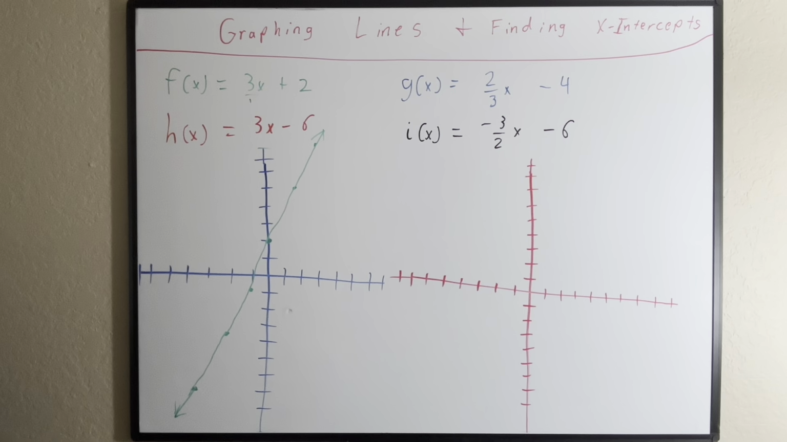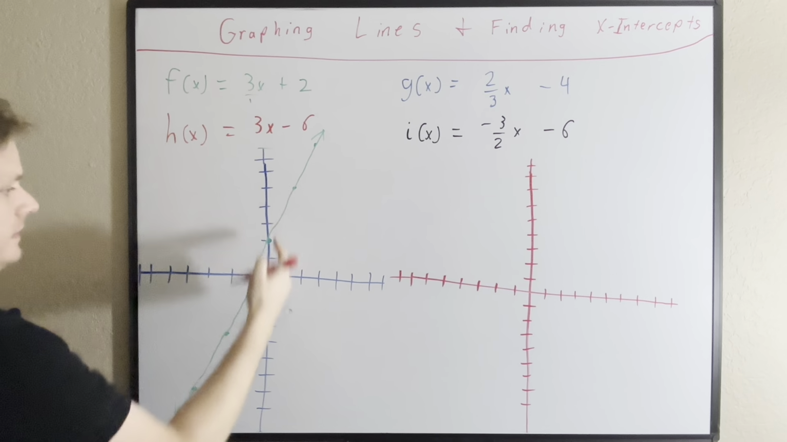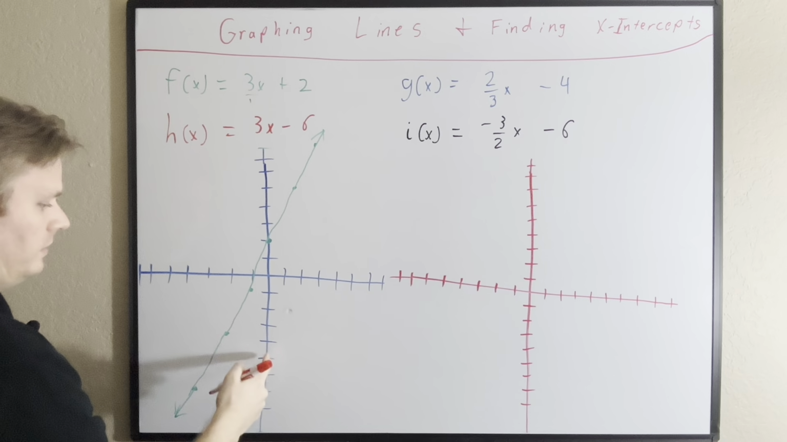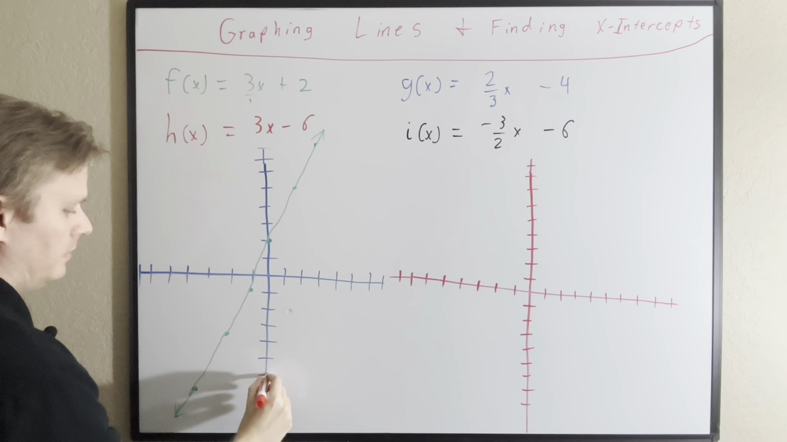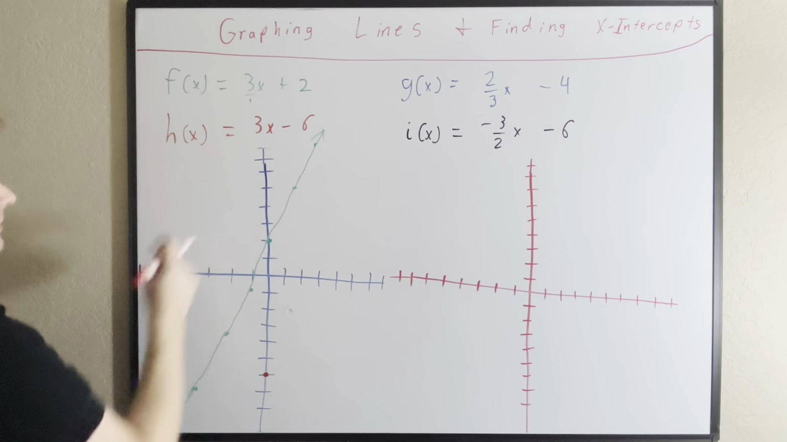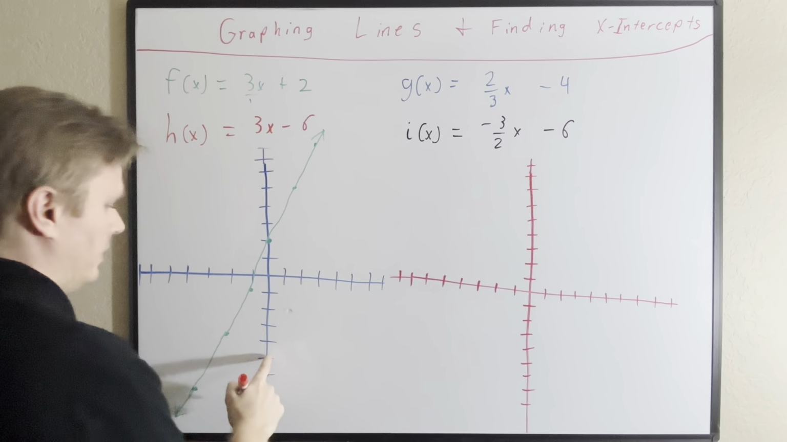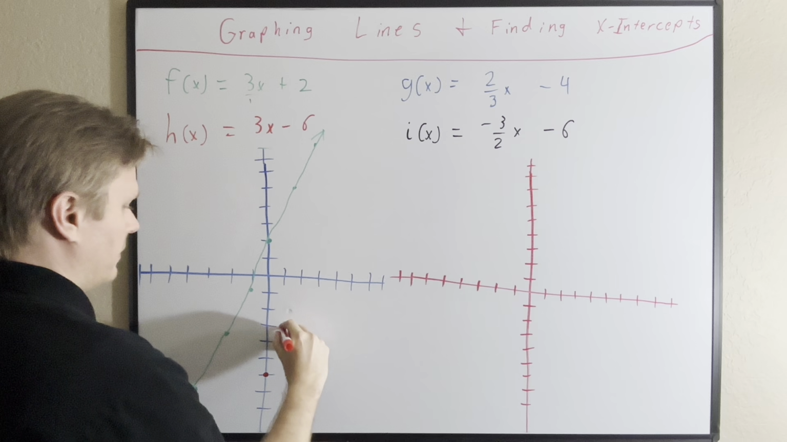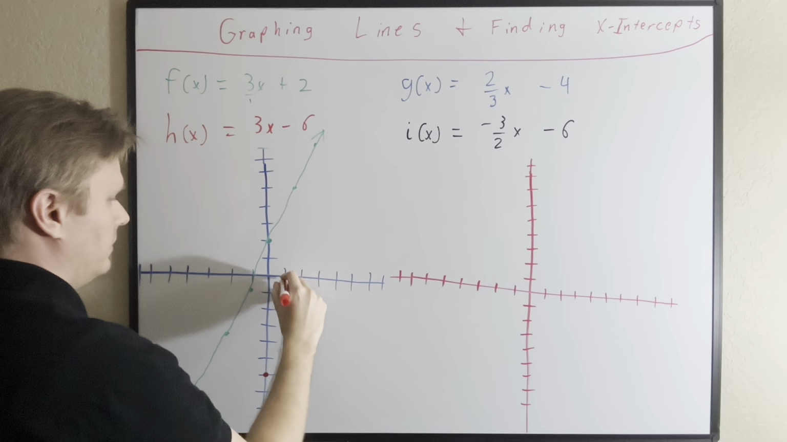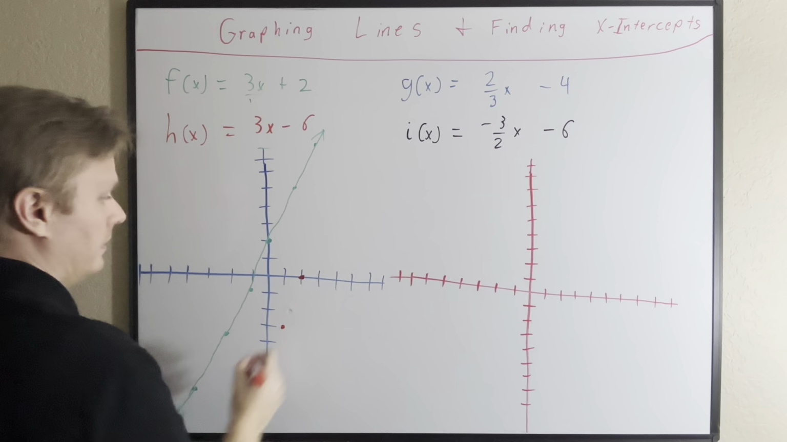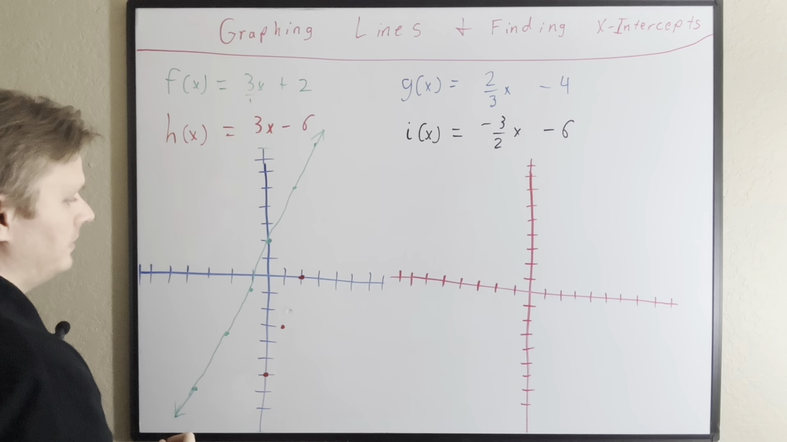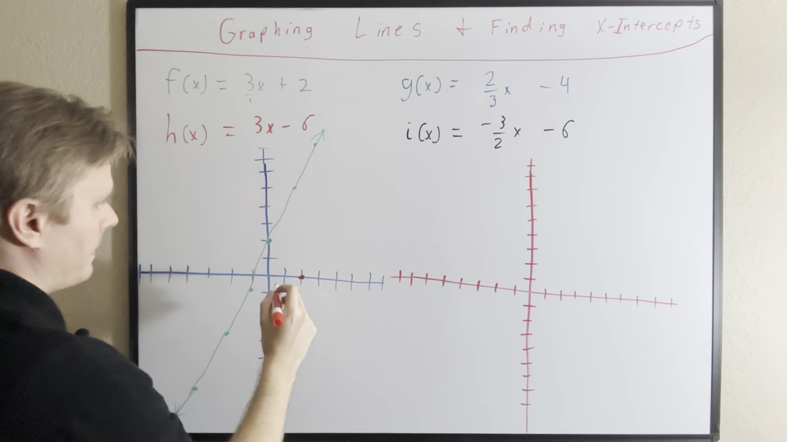All right, let's do the red one. h of x equals 3x minus 6. Minus 6. 1, 2, 3, 4, 5, 6, right? Bang. Slope is 3. It's the same as the green one we just did. 1, 2, 3 over 1. Hey, there's our x-intercept right there.